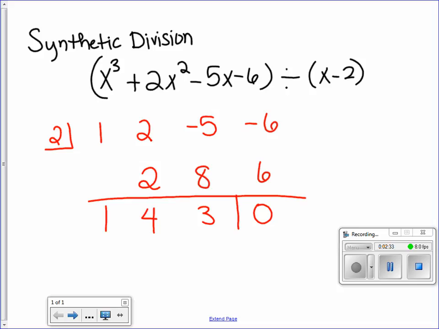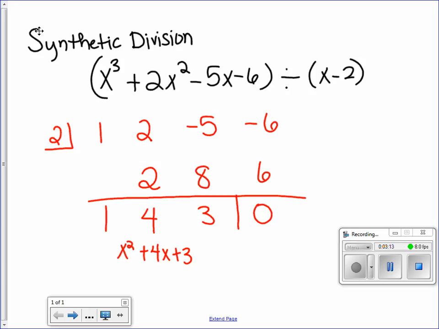Do you remember the rest polynomial? The answer is x squared plus 4x plus 3. Now, because there's no remainder, see, the remainder is 0. Because there's no remainder, x minus 2 goes into x cubed plus 2x squared minus 5x minus 6 evenly. So that means x minus 2 is a factor of this polynomial.